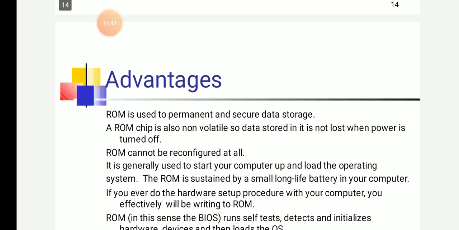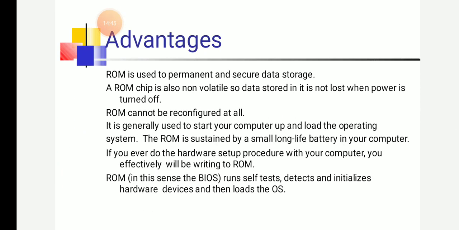So, advantages: ROM is used for permanent and secure data storage. As I already told, ROM is used for permanent storage and RAM is used for temporary storage. A ROM chip is also non-volatile, which means the data stored is not lost when power is turned off. Whenever the power is turned off, data is not lost in ROM, but in RAM data is lost.